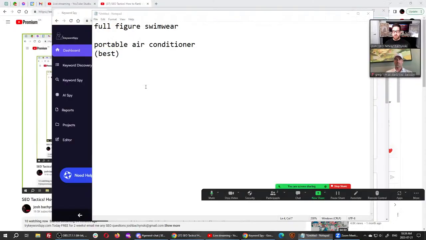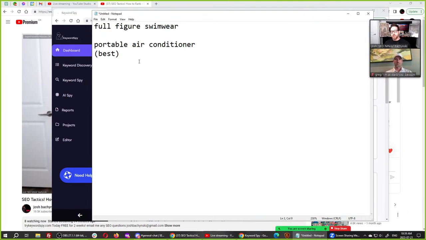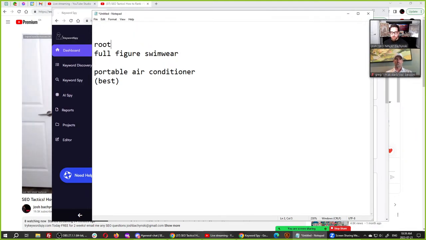So now that you kind of have a general idea, a direction of what keywords you want to rank for, like we do here, we have these two ideas. We have full figure swimwear that we want to get to, and we have portable air conditioner that we want to get to. The question is, you want to get to the root, right? You want to pick the root idea, if at all possible. Now, what's the benefit of going to the root idea? You get a broader search.